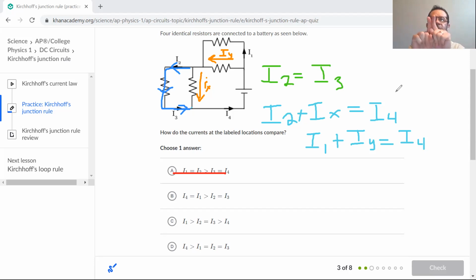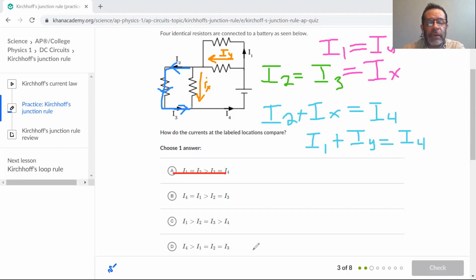So if again, I've got a flow and it divides two ways, half and half. It's going to be exact. They're going to be the same. So really here, I2 equals I3, and this also has to equal IX. And also over here, I1 and IY also have to be the same, because there's going to be a division of current there.